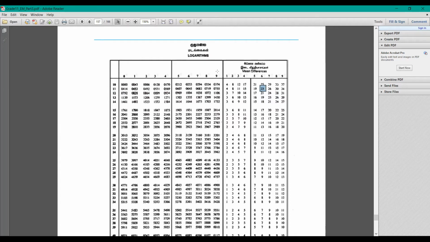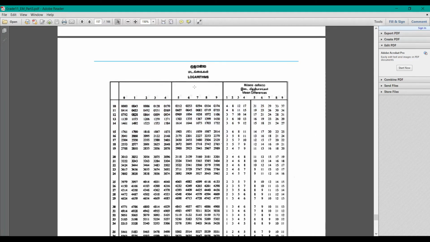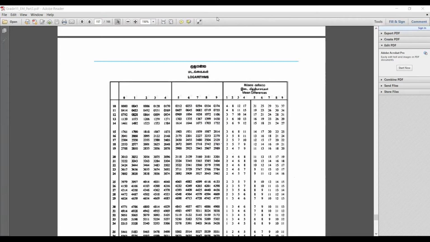1.146. You can see 1.1, 4 here, 0.0569, and 6 is 23. So you need to add this 23 to this 0.0569, right? Once you add, it will become 0.0592. You need to add this 23 to your value here, right? So now you have the values. I hope you understand the way to find the logarithmic values from the table. So let's move to our answers.